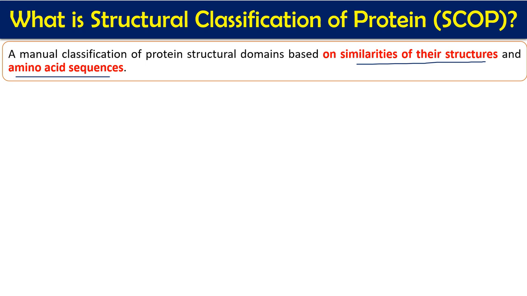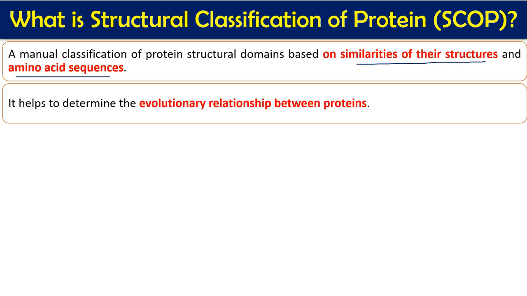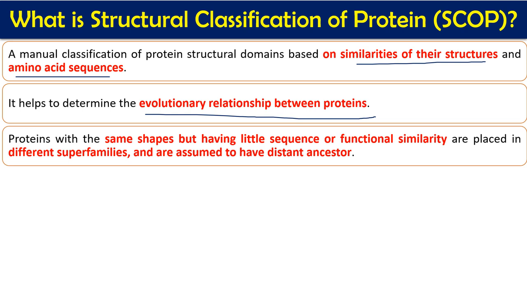SCOP normally gives us specific information related to the evolutionary relationship among the proteins. Evolutionary relationship means the origin, development and changes. If we have proteins which have the same shape but very little sequence or functional similarity, they are placed in different superfamilies, and it is thought that they have a distinct ancestor. Means when proteins have a similar shape but the sequence or functions are very less similar, we keep them in different superfamilies, and it is thought that they originated from a very far ancestor.